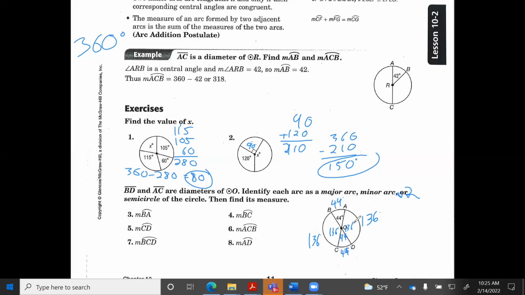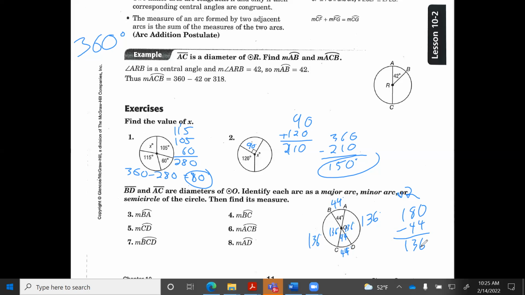So since, say, BE, for example, is a diameter, this entire side will be a semicircle, which is a total of 180. So then I subtract off 44. So 180 minus 44, and that's what KB would be. All right, so now we have all the measures we need.